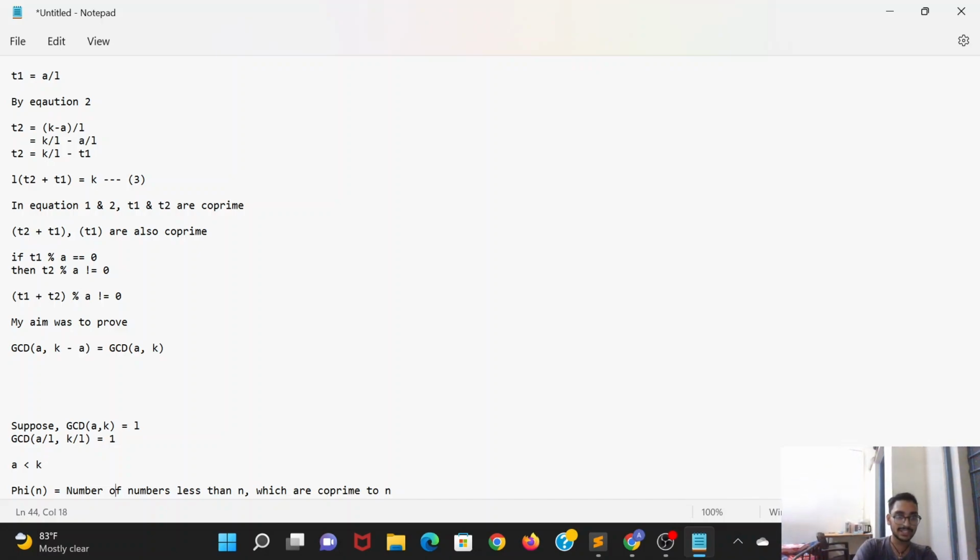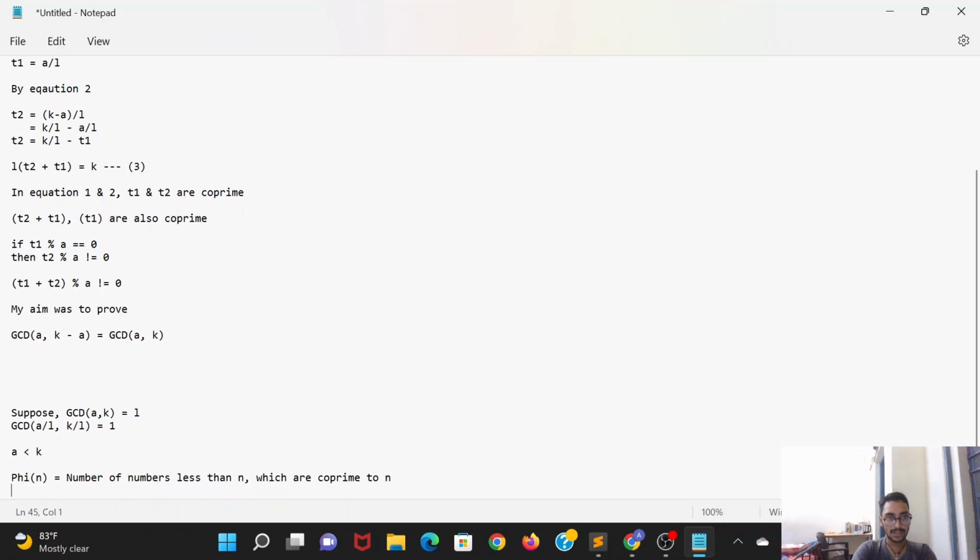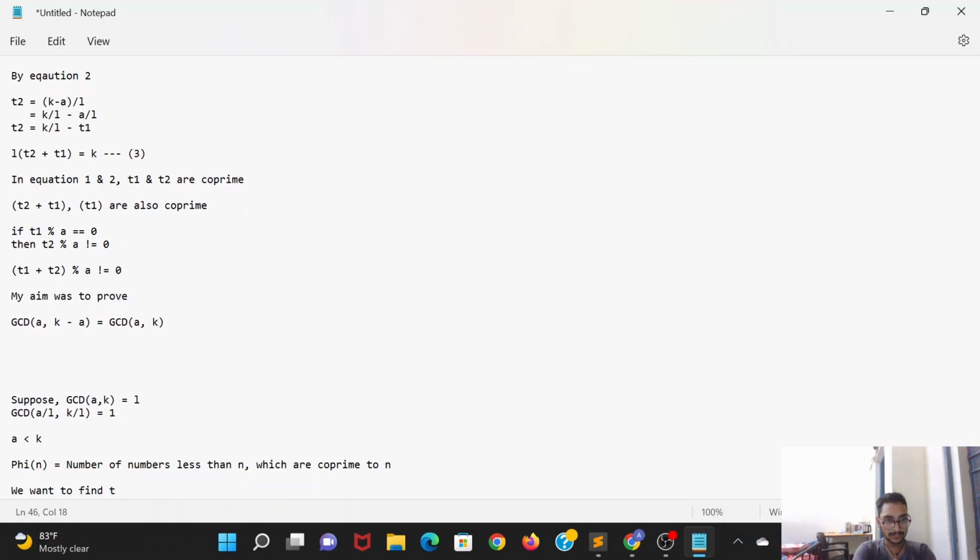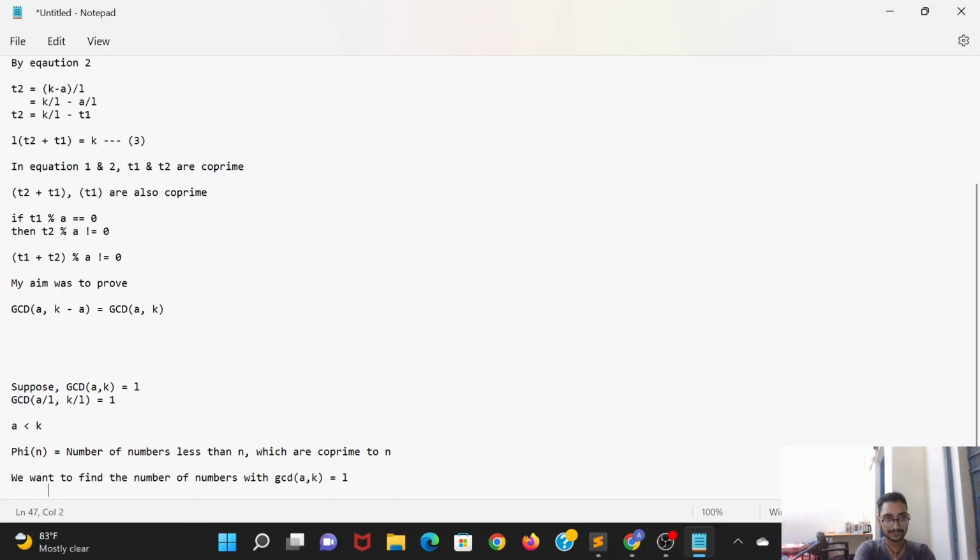So suppose we want to find the number of numbers with GCD of A comma K equals L. Now this will basically be equal to phi of K by L, because this problem is essentially the same as this problem, and the number of solutions of this problem is phi of K by L. So that is what we want basically.